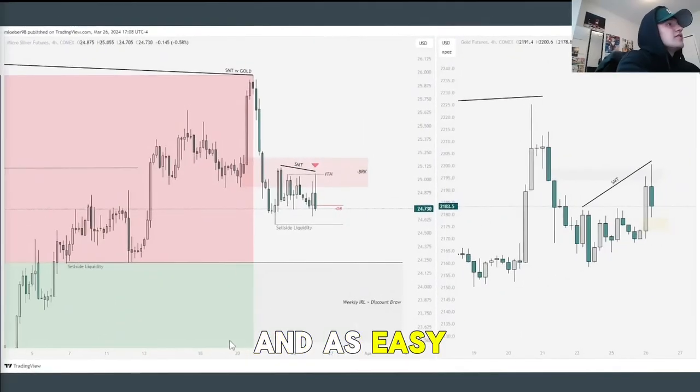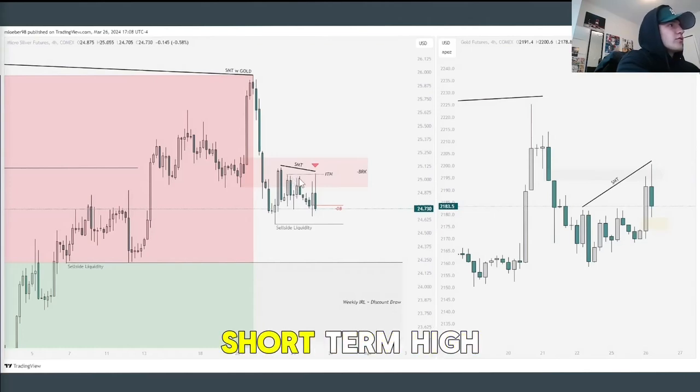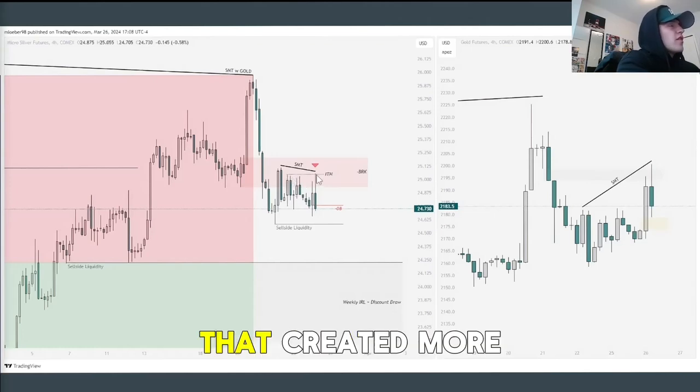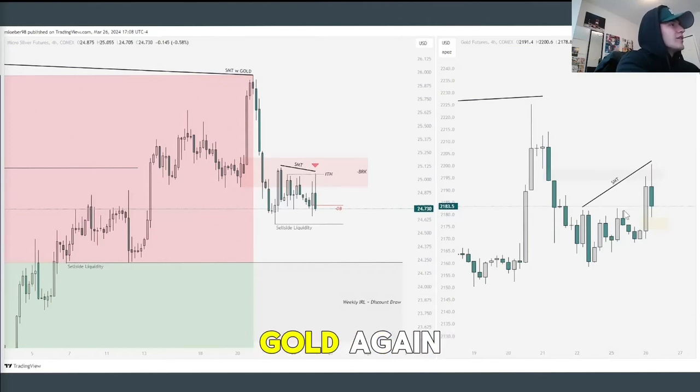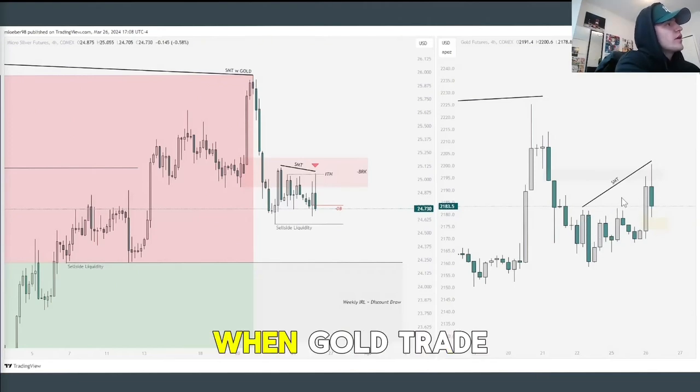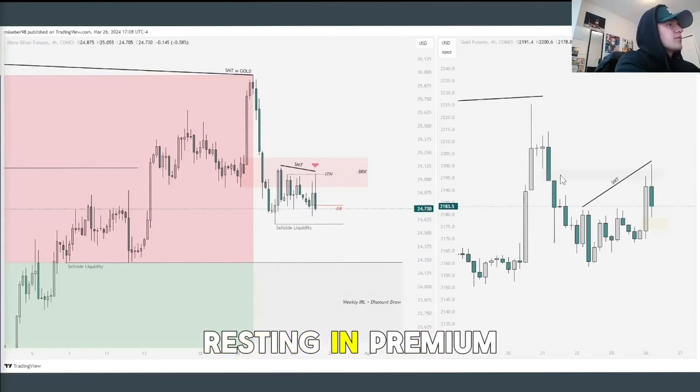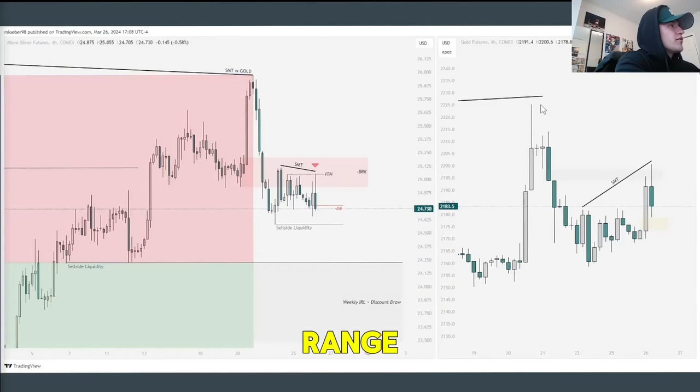And as easy as, like I said before, what do we have? We had a short-term high violation that created more SMT divergence with gold again. And you can see the reaction when gold traded into that 4-hour bearish fair value gap resting in premium of this dealing range.